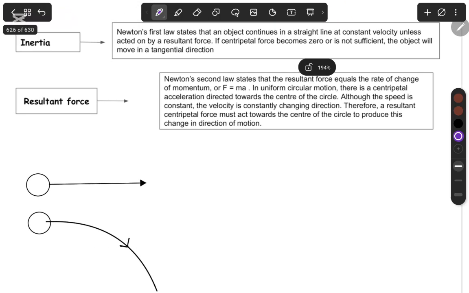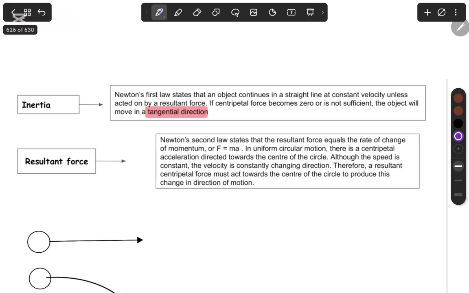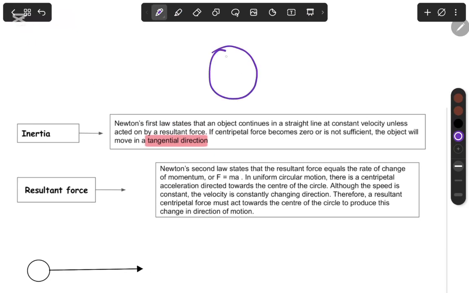Alright, so here we have it. Newton's first law states that an object continues in a straight line at constant velocity, unless acted on by a resultant force. If the centripetal force becomes zero and is not sufficient, the object will move in a tangential path. Very important from an exam point of view. Some questions ask this as well. Remember, when you remove the centripetal force, the object will move in a straight line path.